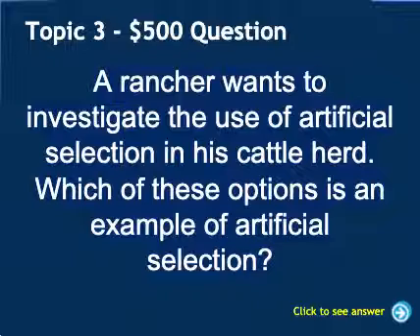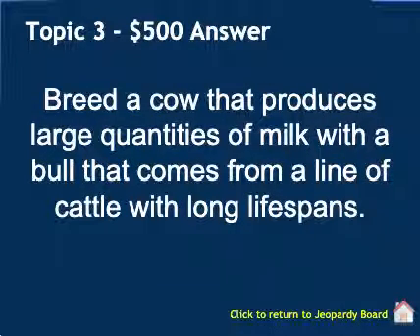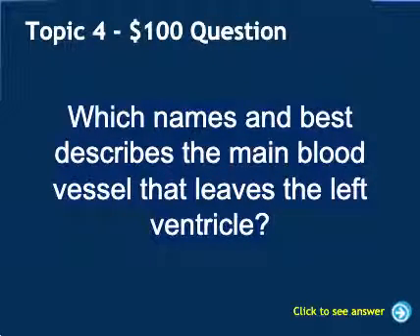A rancher wants to investigate the use of artificial selection in his cattle herd. Which of these options is an example of artificial selection? Artificial selection would be breed a cow that produces large quantities of milk with a bull that comes from a line of cattle with long lifespans. So you have a long living cow that makes a lot of milk. That would be you artificially selecting the offspring.